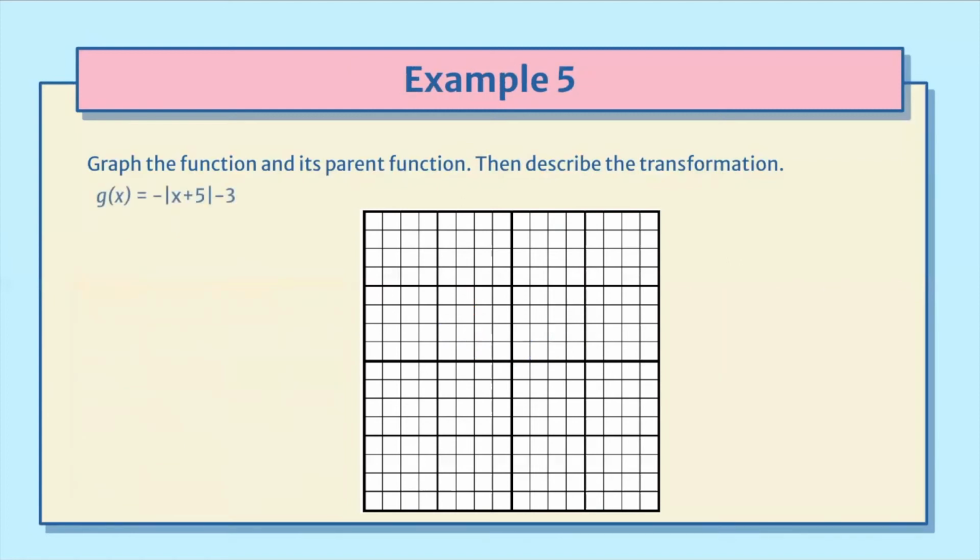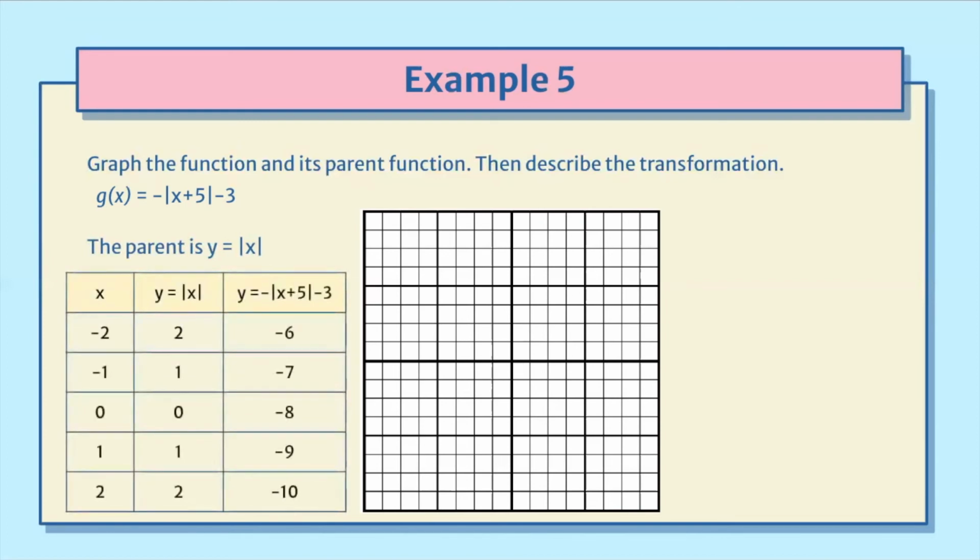So now we are going to graph g of x equals negative absolute value of x plus 5 minus 3. Here is the parent function, which is the absolute value function, and here are the points. The other points, 1, -9 and 2, -10, do not fit on the graph, and we can also see that it doesn't look like the full absolute value function. So we are going to graph each point by moving it from the parent function.